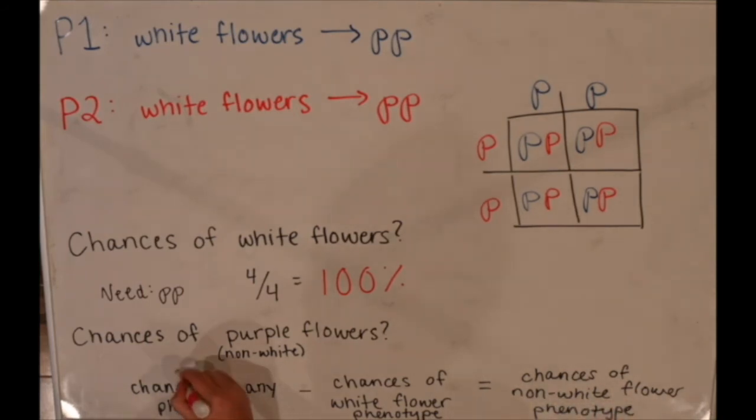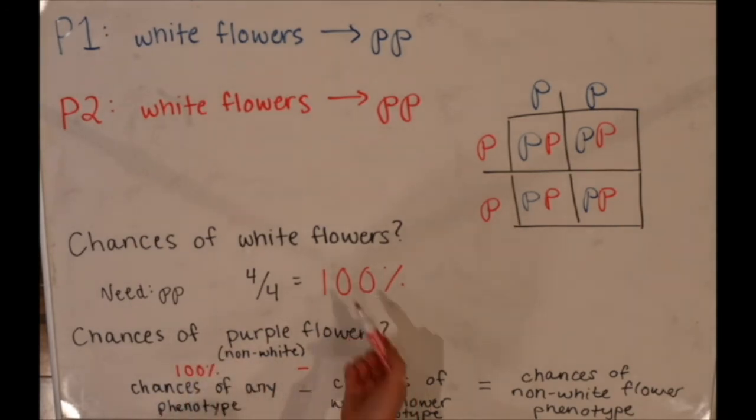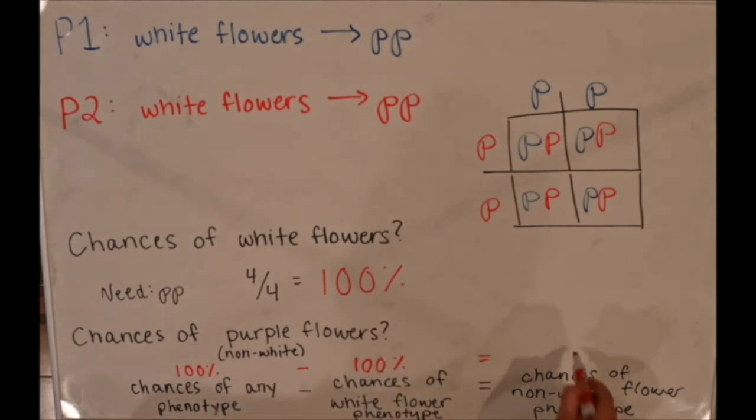So if we go ahead and fill this in, we know there's a 100% chance of any phenotype. We just solved for the 100% chance of a white flower phenotype, and 100% minus 100% equals a 0% chance of the offspring having non-white or purple flowers. Either approach to this question is completely valid. I just wanted to show you another way in case you find this a little bit easier or quicker.